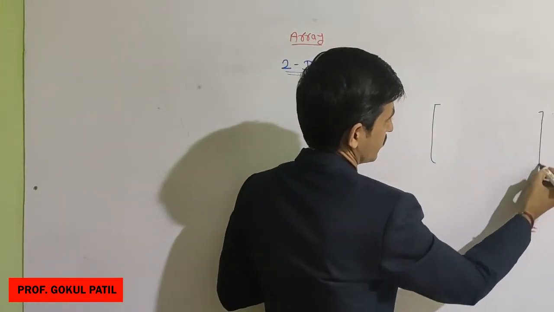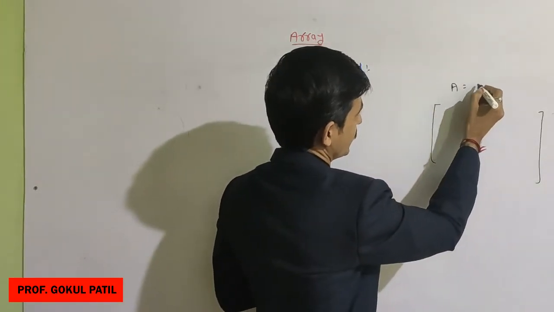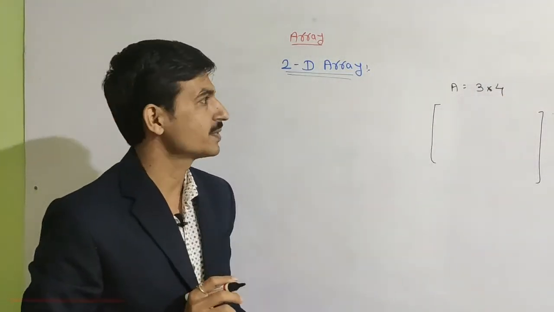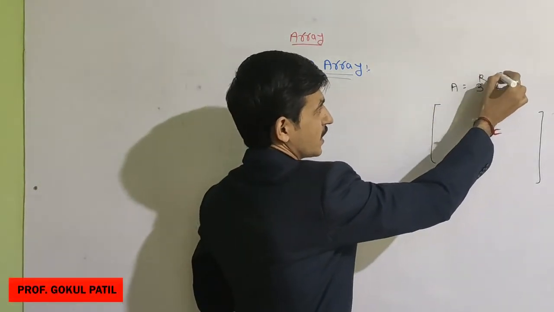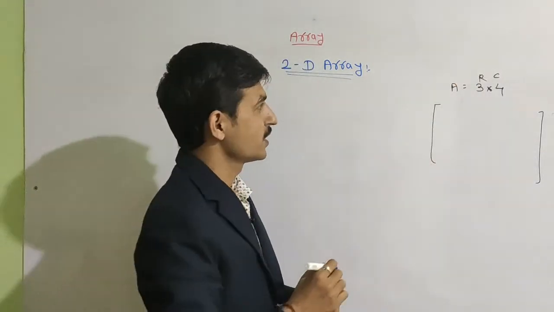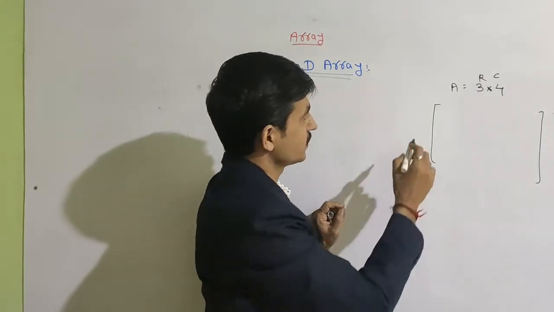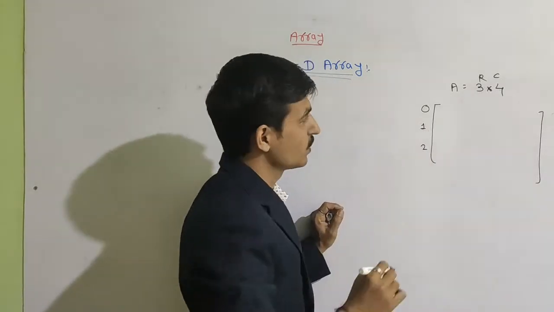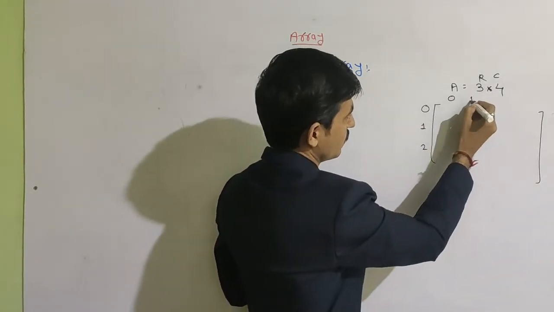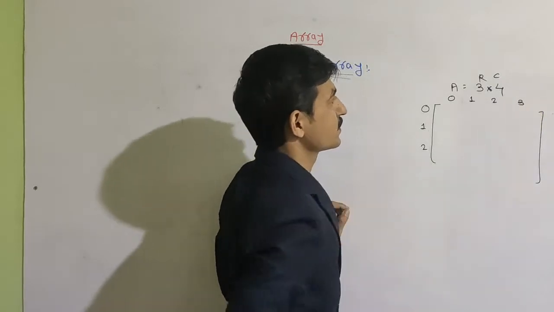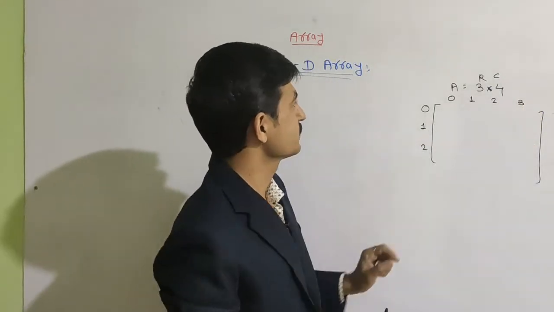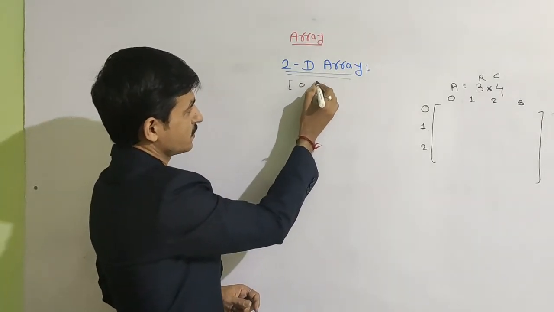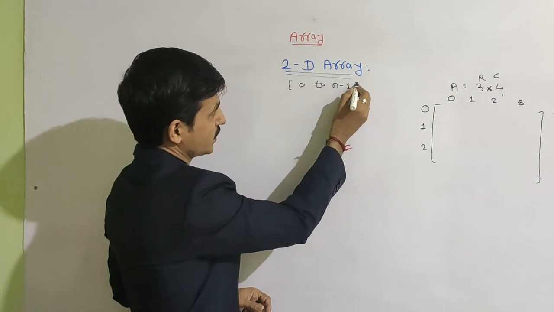Let's say my array A has size 3 by 4. A simple array of 2 dimensions with size 3 by 4, that is 3 rows and 4 columns. If the array index starts from 0, then it represents the 0th row, first row and second row, while the columns are 0, 1, 2, 3. 3 is the last index because the array index starts from 0 and goes up to n minus 1. So 0 to n minus 1.